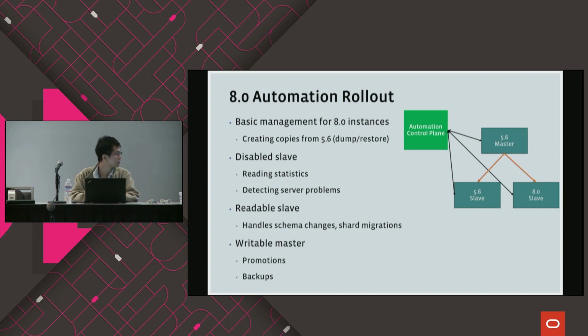The third phase would be readable slave. Now we turn on read traffic from production. This means that if we return wrong result sets, clients are seeing these wrong result sets. So we need reasonable confidence that things still work. This includes updating our automation to follow schema changes done on the replica set. We also have to update our automation so that we're following shard migrations happening on replica sets. Shard migration is basically the way we rebalance data between servers.